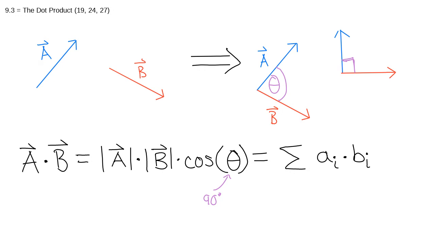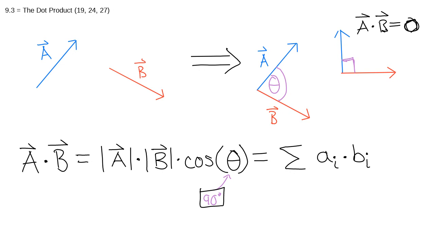So let me see this. If I do A dot B, that means the angle is 90. So cosine of 90 is 0. So everything becomes 0. It's the magnitude of A times the magnitude of B times 0, which is just 0. So if you have two vectors and they're perpendicular, the dot product is 0.